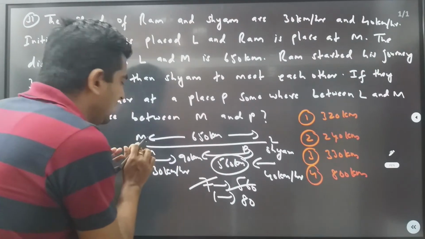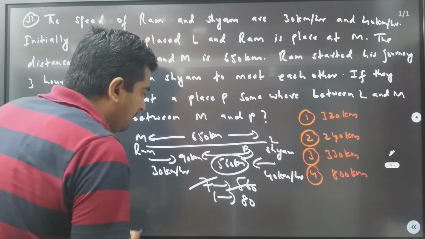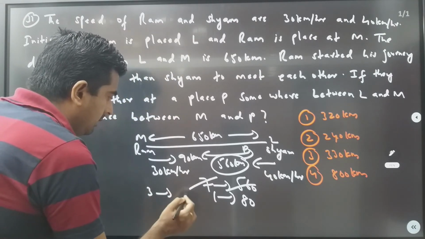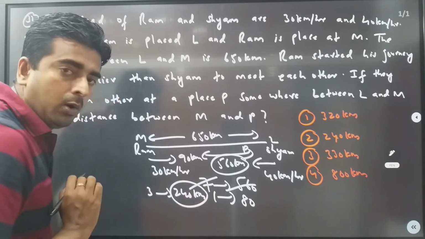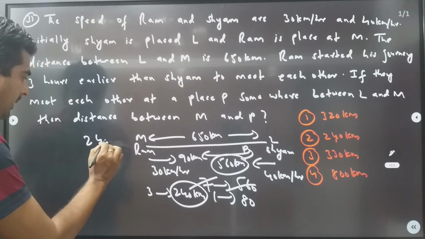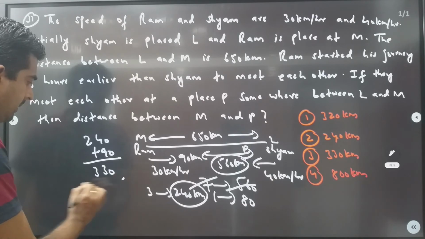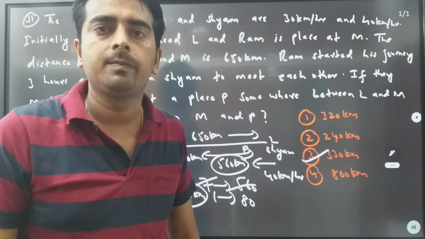Find the distance between M and P. M and P, this part, M is here. That means 1 part is 80. So 3 parts is how much? 240 km. But already Ram covered this 90 km. So 240 plus 90. What is the answer? 330 km, which is the third option.